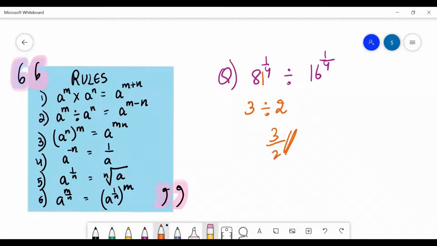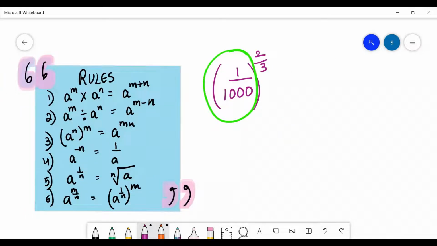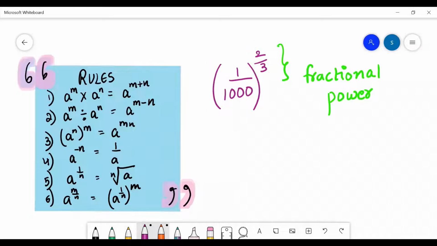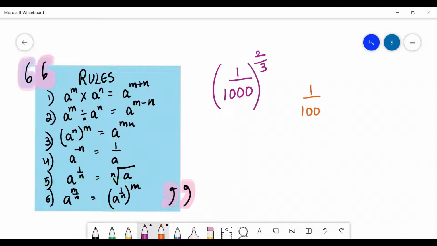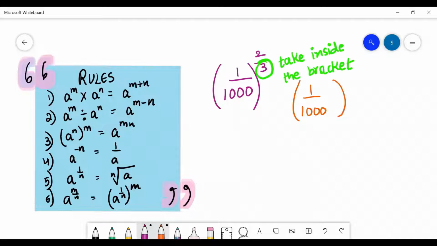This is the answer. Next we have (1/1000) to the power 2/3. So here you have a fractional power, so you just use rule 6. So you have 1 by 1000. Take the denominator inside. So I'm taking 1/3 inside and keeping the 2 as it is outside.